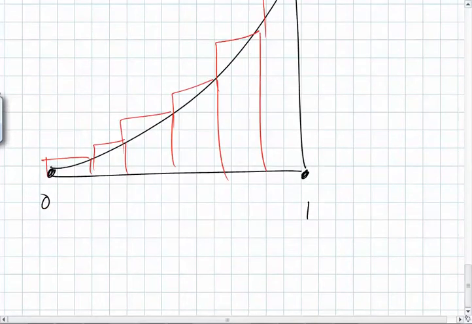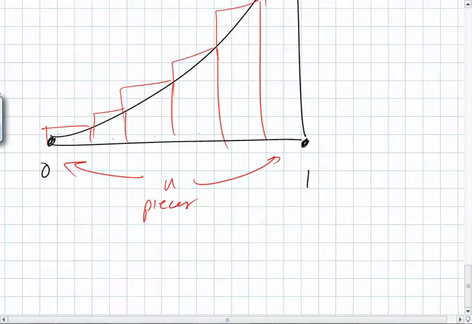If I broke this, let's say, into 1, 2, 3, 4, 5, 6 rectangles of equal width, what's the width of each rectangle going to be? 1/6, because you have a total distance of 1 and you've divided it into 6 pieces. But let's say we're going to break it into n pieces. If I broke that into n pieces, what's the width of each piece? 1 over n. Do you agree with that?